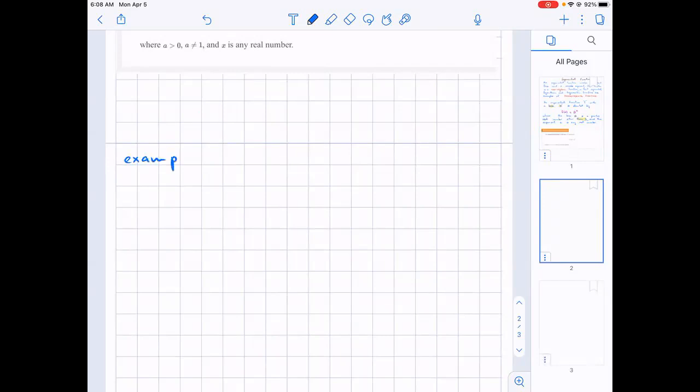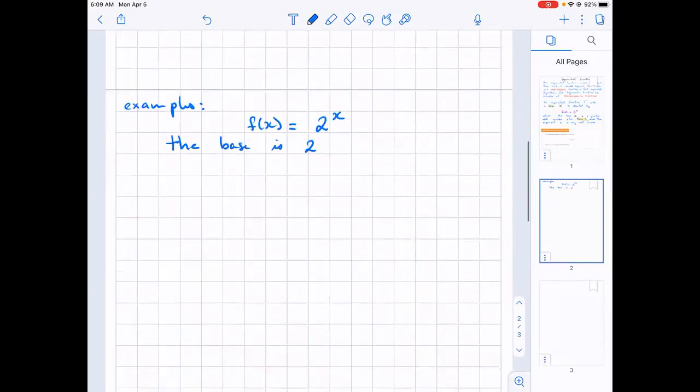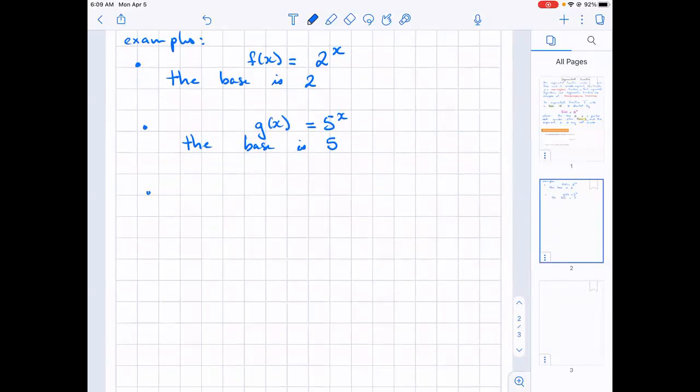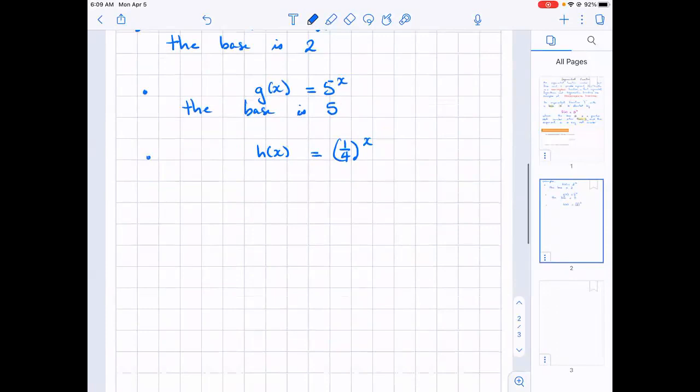So if we look at some examples of the way they're written, we can have f of x is equal to 2 to the x. Here, the base is 2. So this is our first example. If we look at g of x is equal to 5 to the x, here the base is 5. If we look at the example h of x is equal to 1/4 to the x, the base is 1/4.